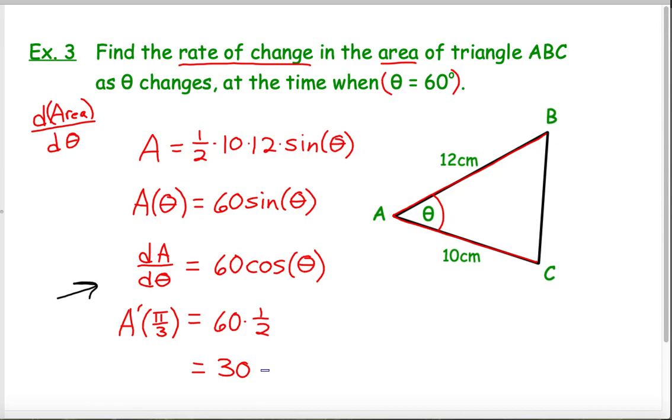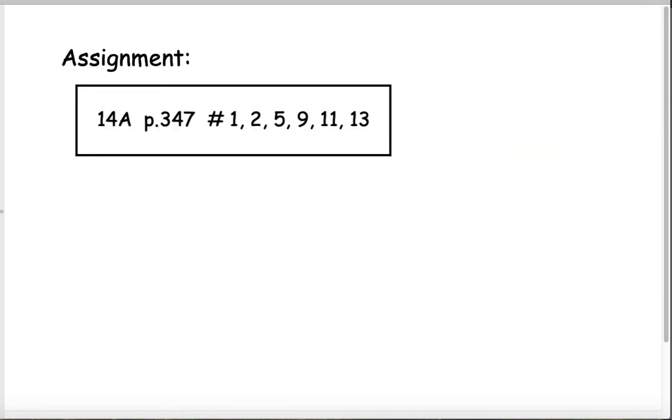So 30. Oops. No, that's not the right color. How about here? 30 centimeters squared per radian. And so that's the rate of change in the area as theta changes. Okay, some problems from 14a, starting on page 347.